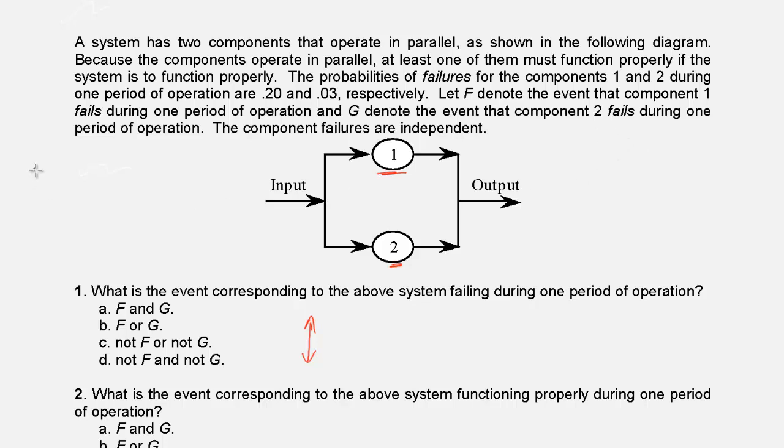Okay, so they're telling us that the probability of F is equal to 0.2. That's the probability of number 1 failing. So that's that one failing. And the probability denoted by G is equal to 0.03, and that would be this one failing. Okay, and then finally, they tell us in the end that the component failures are independent. Okay, so that makes this a fairly simple question in terms of doing the mathematics.